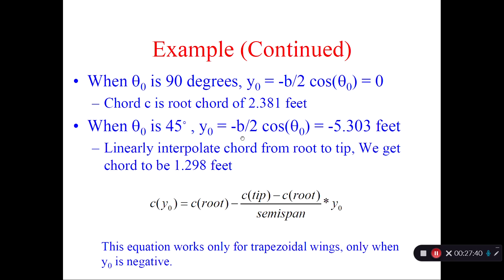equal to minus b over 2 cosine theta naught. So when theta naught equals pi, when theta naught equals 0, when theta naught equals 90 degrees, theta naught equals 45 degrees. It's a negative value. So for negative y naught, like a negative semi-span, negative of negative is plus. C root and C root will cancel. You will get a C tip.